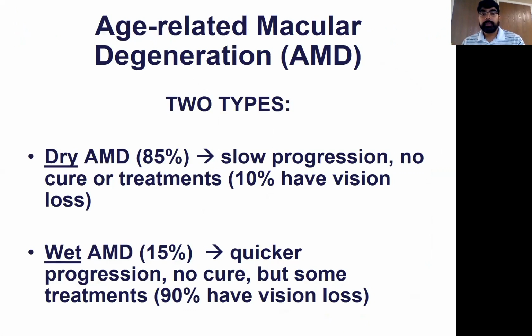So there are two types. The dry AMD is a slow progression. There's no cure or treatments for it, although they're developing stem cell therapy and others to reverse the change from dry AMD, and also treatments to help arrest it that are injectable in the eye as well. Then there's the wet AMD form, where it's quicker progression, and there are medications to help arrest it.